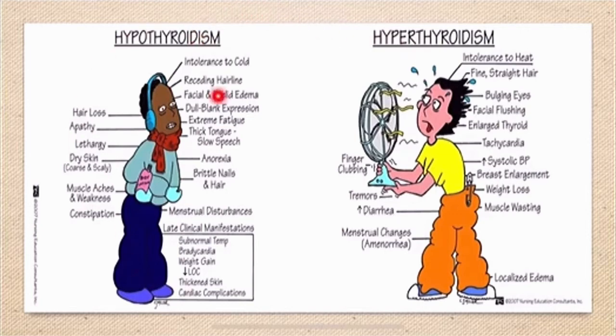So in hypothyroidism, there would be hair loss and receding hairline. There would be facial and eyelid edema. There would be thick tongue, therefore they will manifest slow speech. They have dry skin, and they have constipation. While in patients with hyperthyroidism, they have fine straight hair. They have bulging eyes, or your exophthalmos, facial flushing. You have enlarged thyroid, or your goiter. You have increased diarrhea. So the main difference would be hypothyroidism patients, they have intolerance to cold, while patients with hyperthyroidism, they have intolerance to heat.